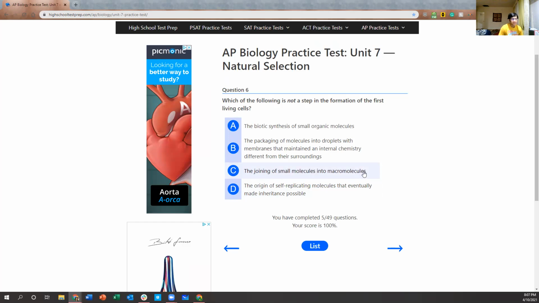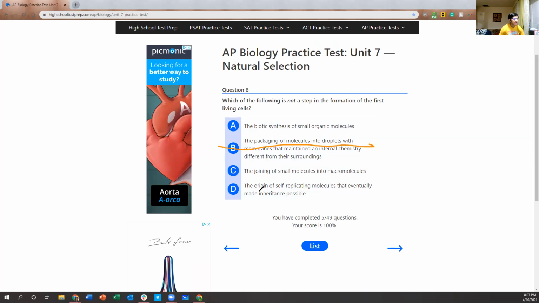Joining of small molecules into macromolecules, that is a step, because we want to start from small and build to get bigger. Biotic synthesis of small organic molecules, that was important. What about this? The packaging of molecules into droplets within membranes that maintain an internal environment, that is true as well. So one of these I picked wrong. B is definitely true, so I'm going to eliminate B.